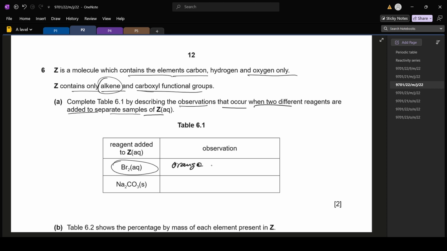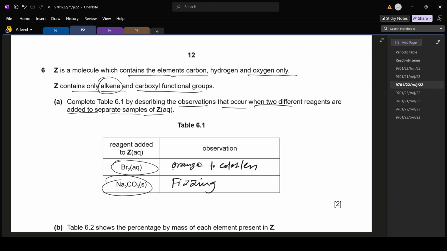Yeah, or you can write it as orange to colorless. And with sodium carbonate, because it contains carboxylic functional groups, and acids react with carbonates to form carbon dioxide, you will observe fizzing or bubbles. Okay, so these are the observations.